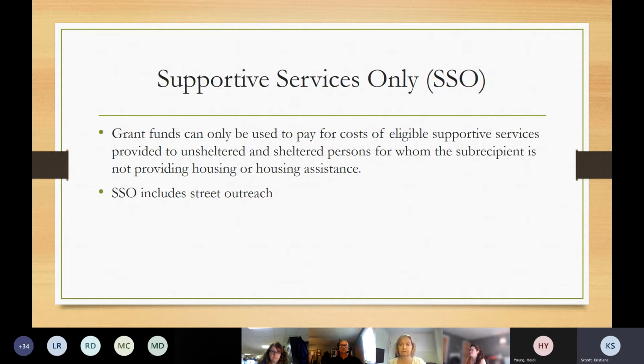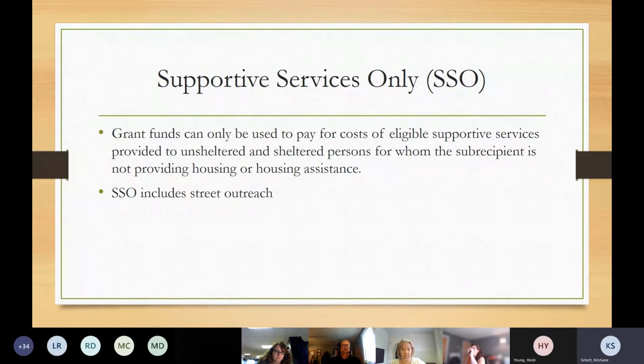Please note that the law and the CoC program regulations state that operating costs may not be used to support supportive services only facilities. However, if an agency is providing supportive services for day-to-day operations, they're eligible under the supportive services budget line item with some restrictions. Supportive services only can be used to provide case management, life skills, mental health, substance abuse, child care assistance, transportation. It also includes street outreach.